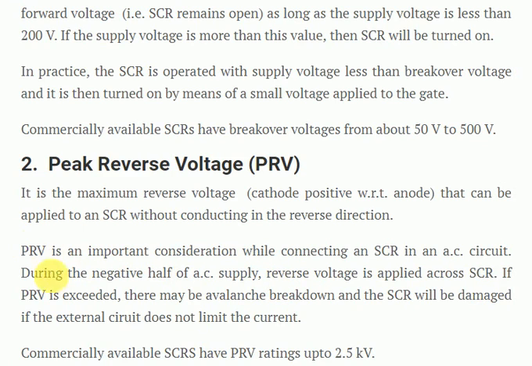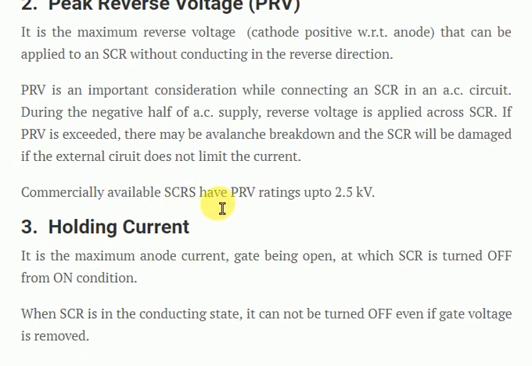That means if PRV is exceeded, then avalanche breakdown occurs and the SCR will be damaged if the external circuit does not limit the current. Okay. That means PRV is an important term to know to save the circuit, because when PRV is higher than the avalanche breakdown, the SCR will be damaged. Commercially available SCRs have PRV rating up to 2.5 kilovolt.